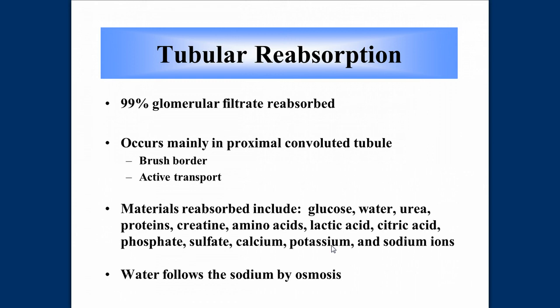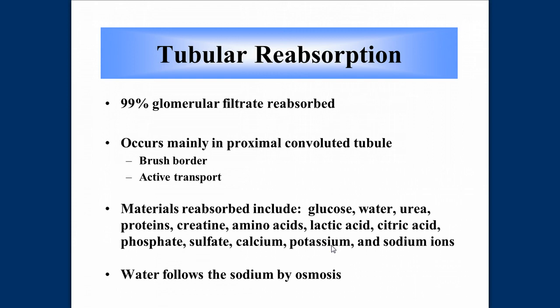It has the brush border with that microvilli, and it's moved by active transport, opposite of diffusion. It is moving from an area of low concentration to an area of high concentration. Materials reabsorbed include glucose, as we just talked about, and water. If you do not reabsorb that water, then you're going to drop blood pressure, you're not going to have the blood volume that you need, and so it's very important to maintain the correct amount of water in the bloodstream, or you become dehydrated.